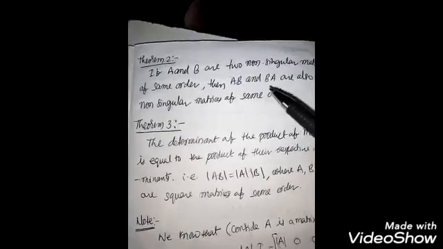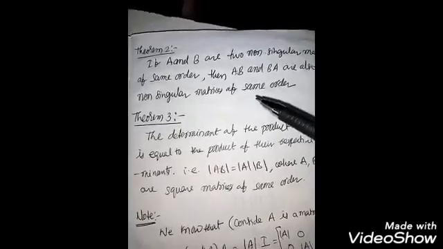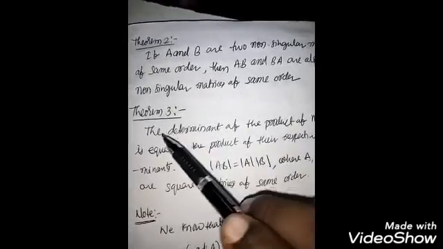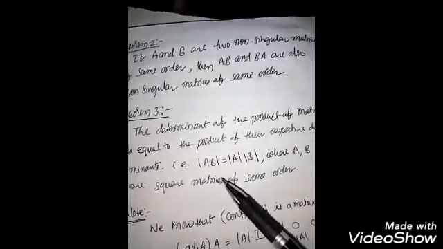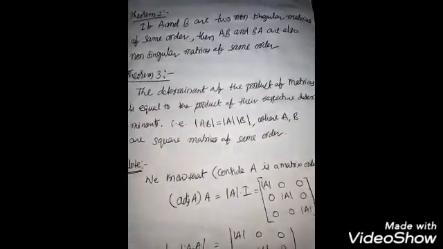Here we observe two theorems, without proof. If A and B are two non-singular matrices of the same order, then AB and BA are also non-singular matrices of the same order. That means det A does not equal 0 and det B does not equal 0, then det AB does not equal 0 and det BA does not equal 0. Another theorem: the determinant of the product of two matrices is equal to the product of their respective determinants. That is, det of AB is equal to det A into det B, and det of ABC is equal to det A into det B into det C, like that, where A, B are square matrices of the same order.